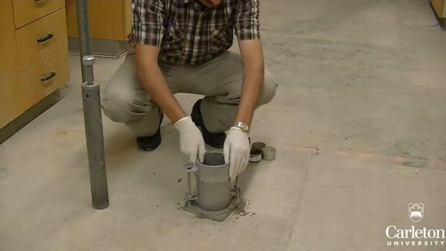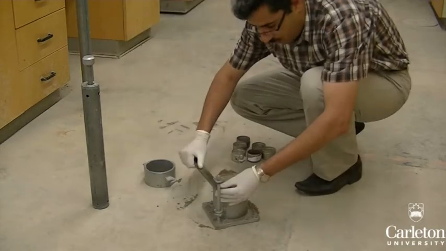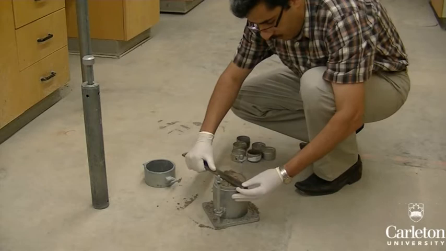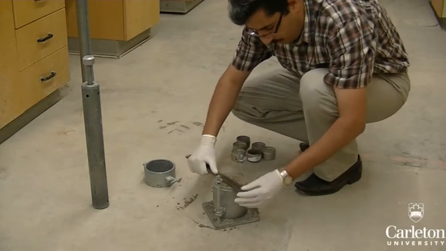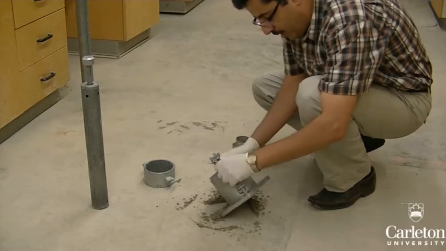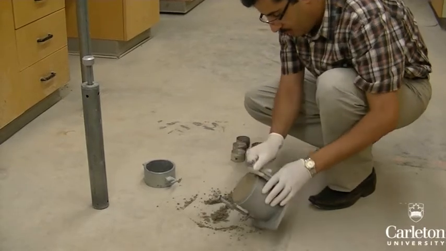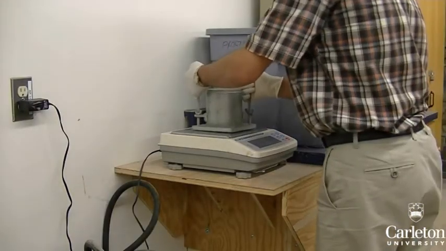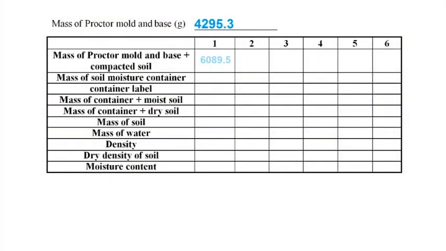Once this is done, remove the top cap. Now take off the excess soil by using a flat tool like this. Clean the base of any loose soil that may have come off. Next, measure the mass of the mold and compacted soil. Record this mass in a table like this one.